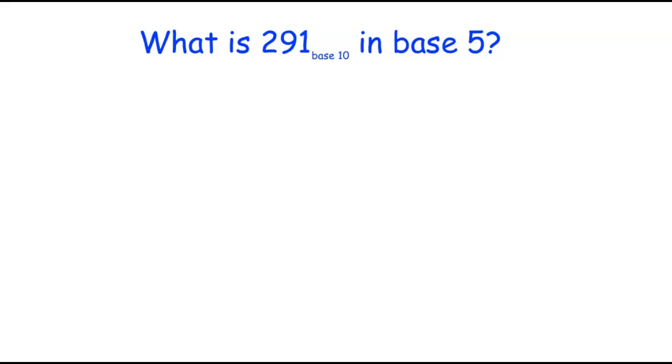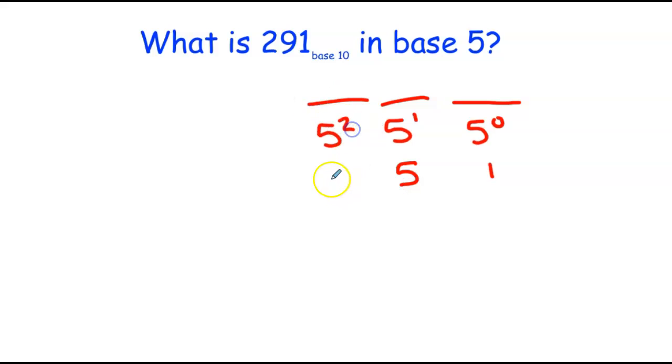So again, I'm going to start out with my blanks for base 5, but I'm going to try to get them into this form. And I'm going to have 5 to the 0. I know that's 1. 5 to the 1, that's 5. 5 squared, which is 25, 5 cubed, which is 125. If I put 5 to the fourth, that's 625. And notice there are no 625s in our base 10 number, 291. So 125 is the top I need to go.